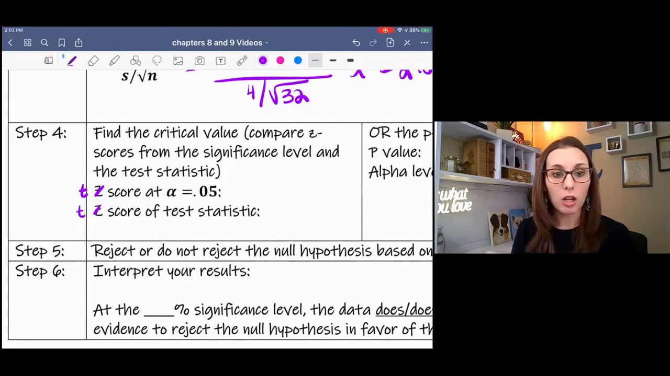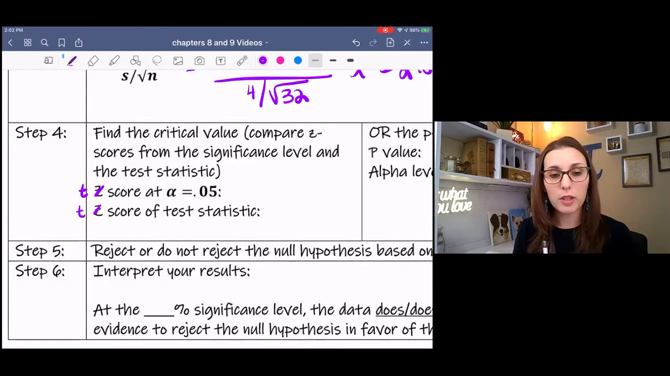So these are t-scores because we were given the sample standard deviation. And that's how you would know if maybe all these questions were jumbled on a test with z-tests and t-tests, then you know which one you're needing to find based on what information was given. If you're given a sample standard deviation, you're going to use the t-test.